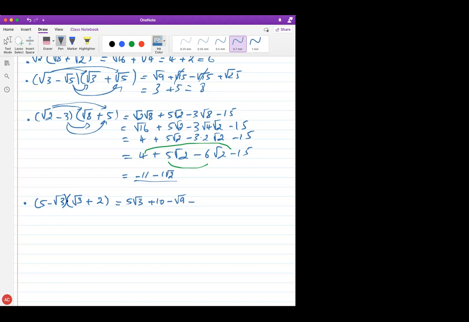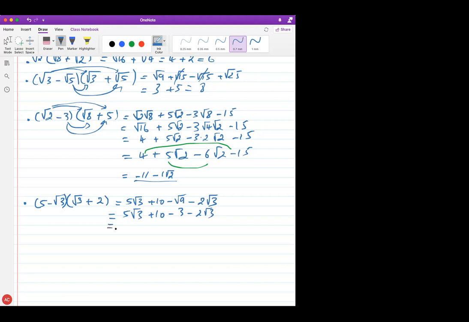Radical of negative 2, radical of 3. That's right, radical 3. Simplify this a little bit. We have this radical 3 here, plus 10, minus 3. That's right. And this can't simplify, it stays the same.